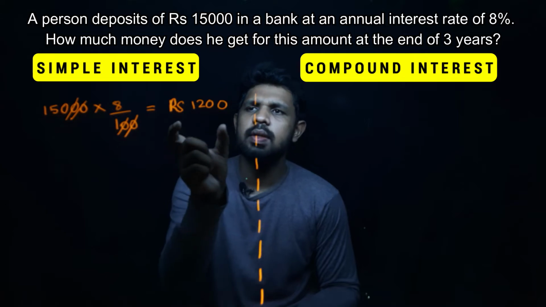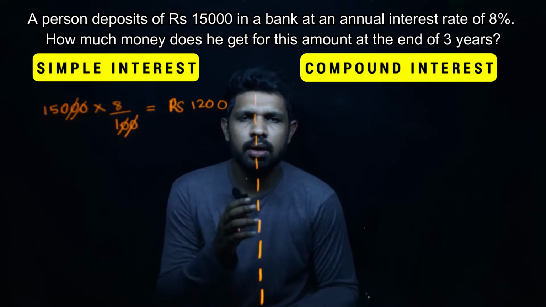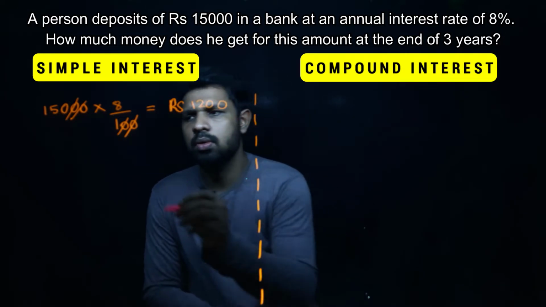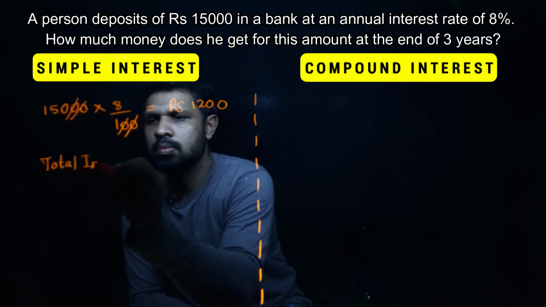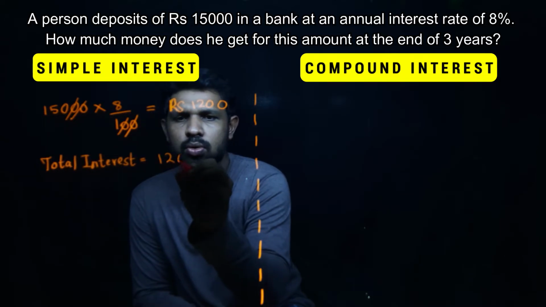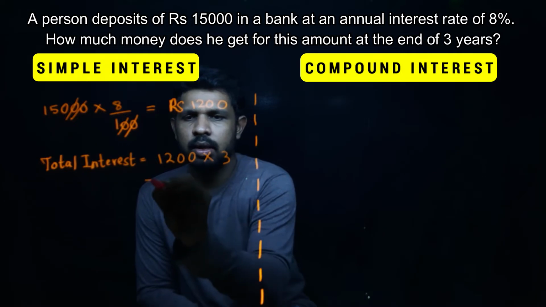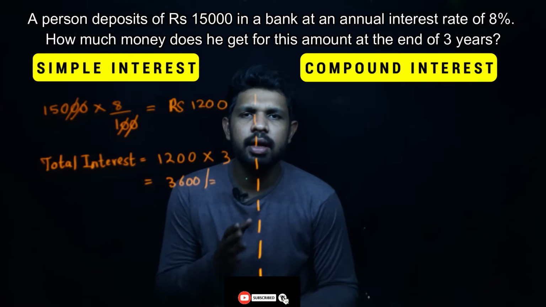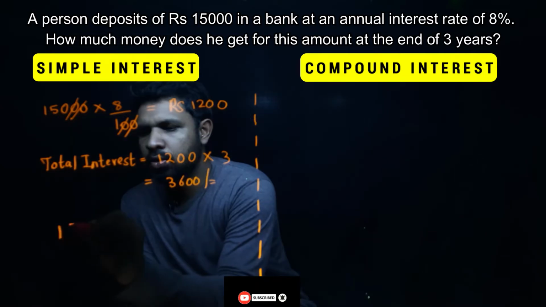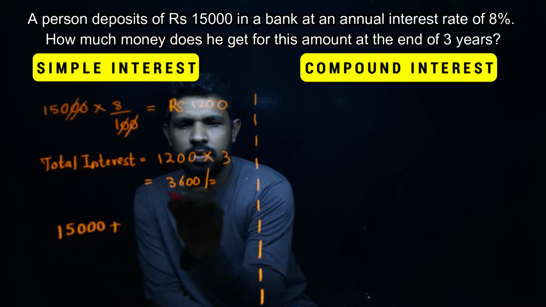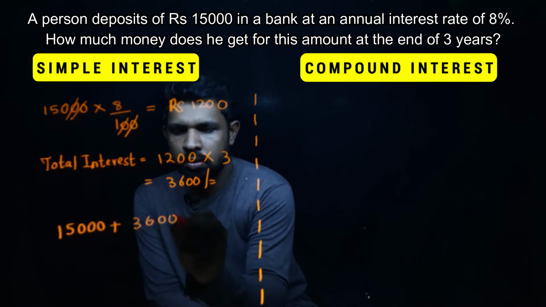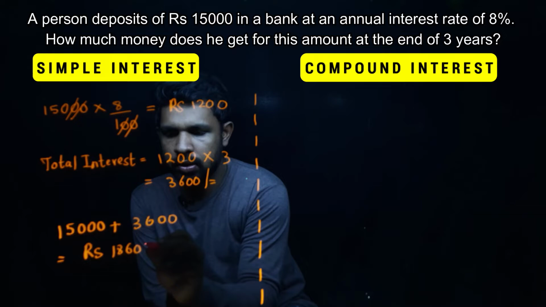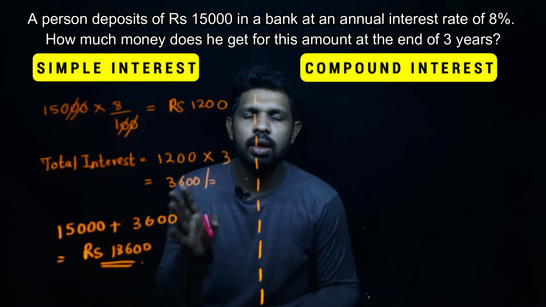Now the interest that we calculated here is for 1 year, but according to the question the amount is deposited for 3 years. So the total interest will be equal to 1200 multiplied by 3, that is 3600 rupees. So the amount he will get at the end of 3 years will be equal to 15,000 plus the interest 3600, that will be equal to rupees 18,600. So this is how we calculate simple interest.